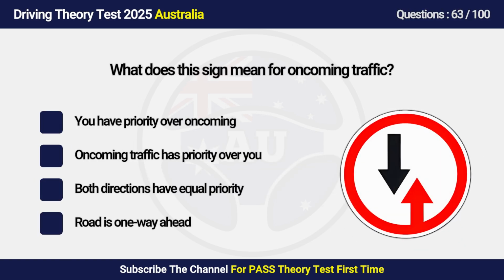What does this sign mean for oncoming traffic? A. You have priority over oncoming. B. Oncoming traffic has priority over you. C. Both directions have equal priority. D. Road is one way ahead.